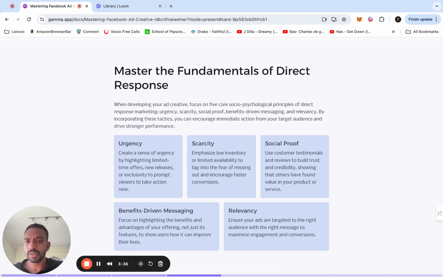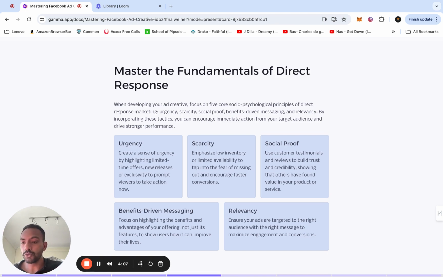So starting with urgency, this means that you want to create a limited time offer, new releases, exclusivity, and prompt the viewer to take action immediately, right? You don't want to make it seem like this offer is going to be here forever. Rather, you want to introduce an element of a time limit, like this deal is only going to last for 24 hours, something like that. Number two, scarcity. You want to emphasize limited availability or exclusivity in the offer that you're running, right? So tap into the fear of missing out.